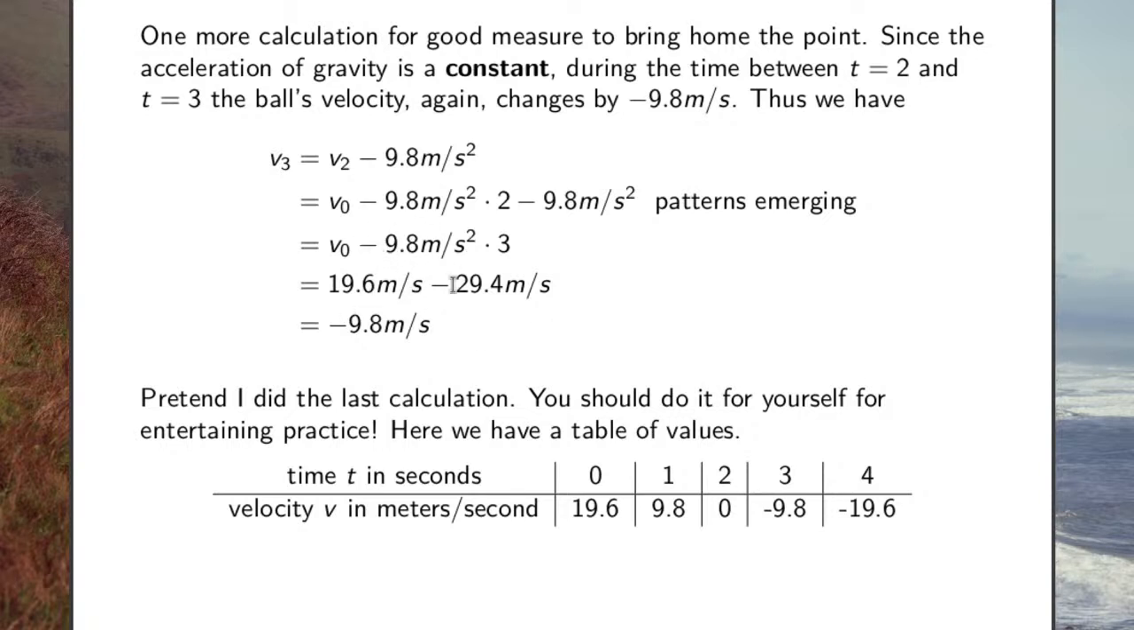The point is we lose another negative. We change by another negative 9.8 meters per second, and that means that now our original upward velocity was 19.6 meters per second. But gravity has pulled on us for long enough now that our velocity has become negative, which means that the ball is falling down.